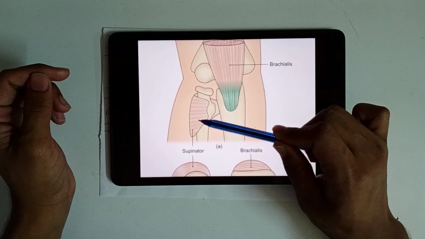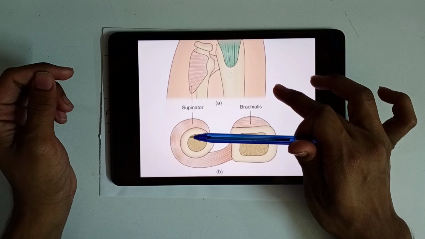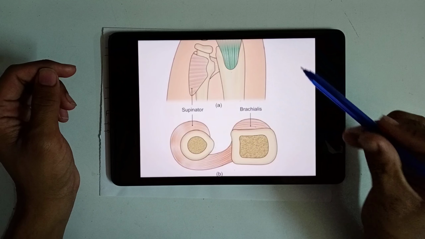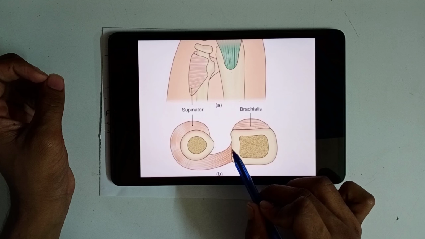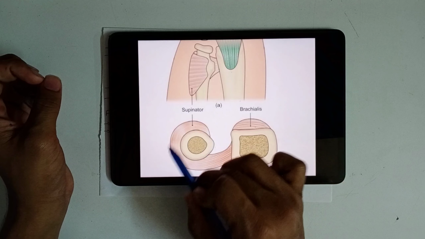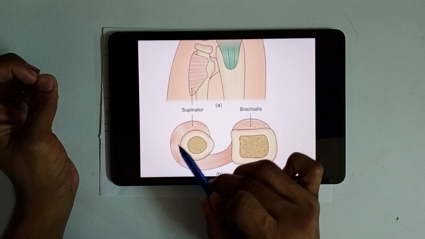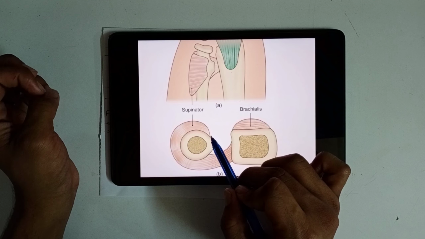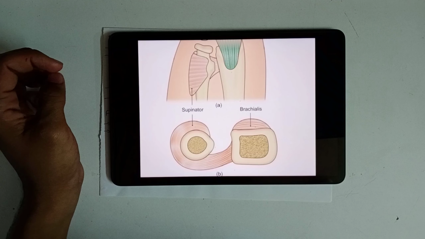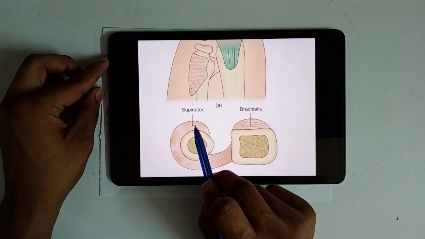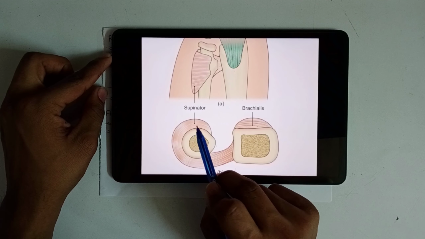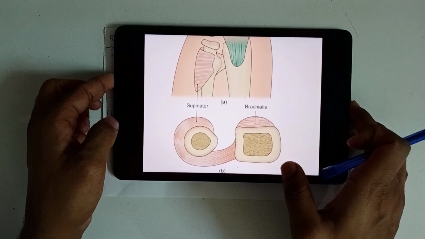This is brachialis muscle, this is supinator muscle. Supinator muscle goes in a round fashion and covers the radius bone. So the upper part of supinator forms the floor of cubital fossa.